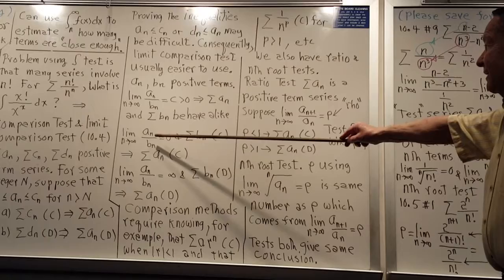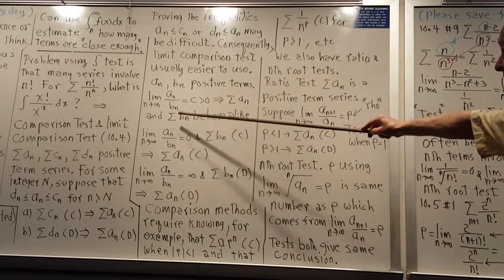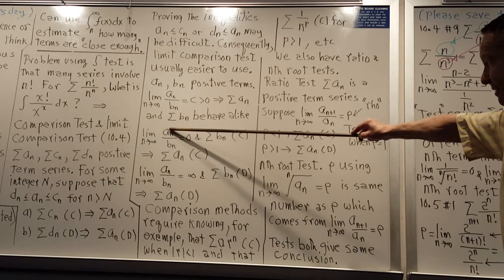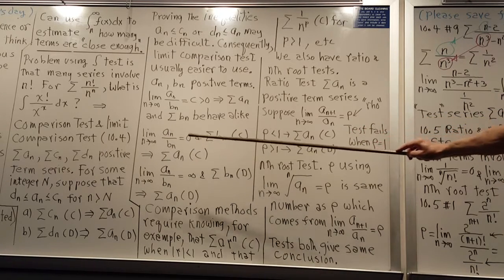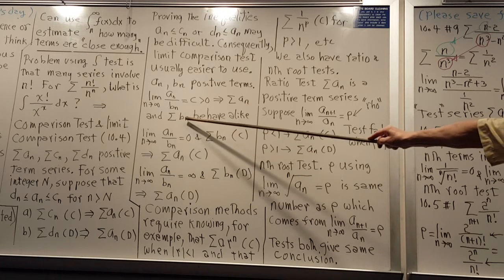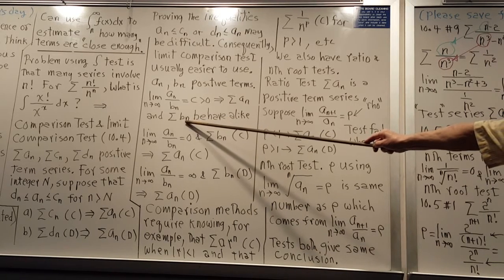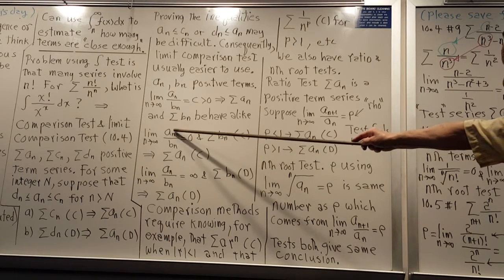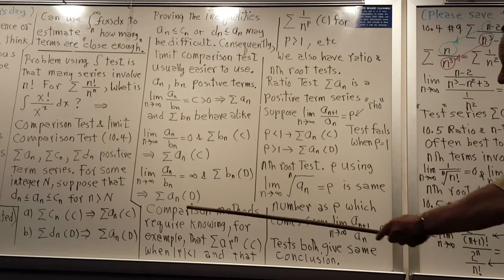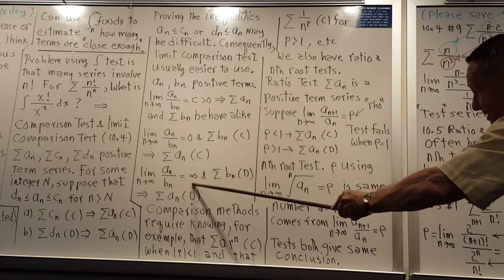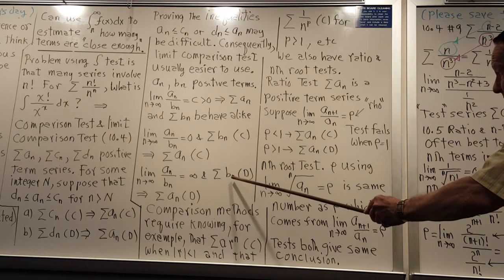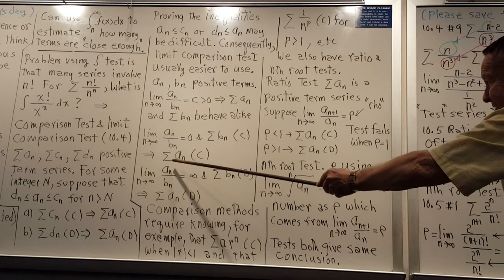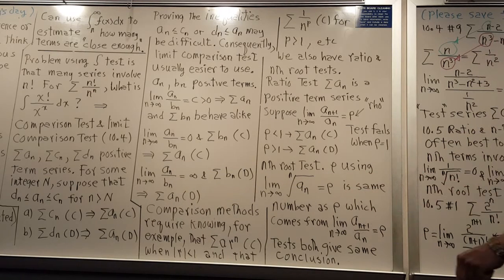So also on the limit comparison test, if you have a limit which is 0, and the comparison series, the one where you know what it does, is convergent, then the test series, the a's, converges. And finally, if your limit is infinite and your comparison series diverges, then your test series diverges also.